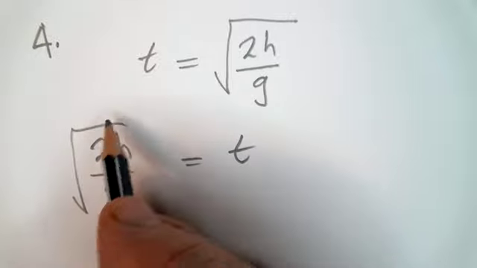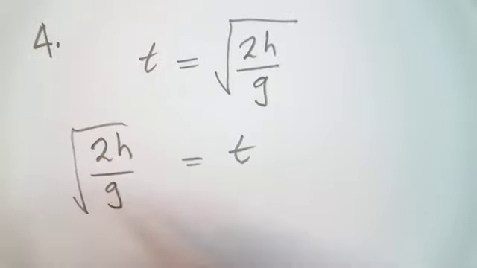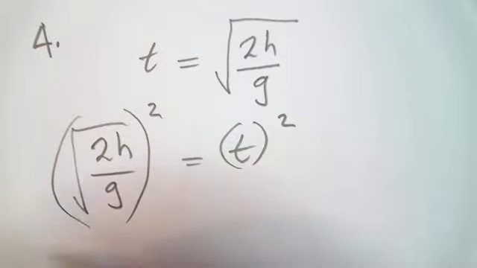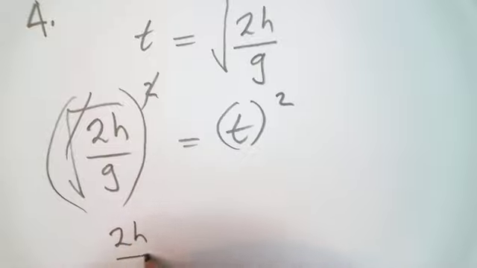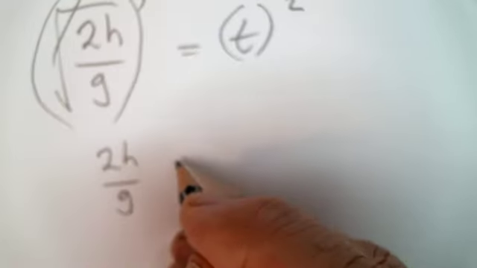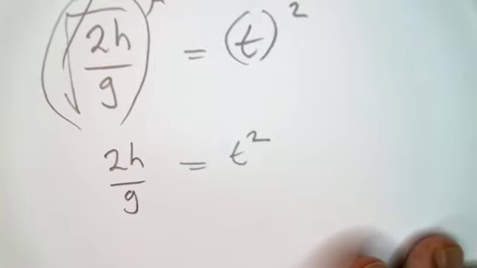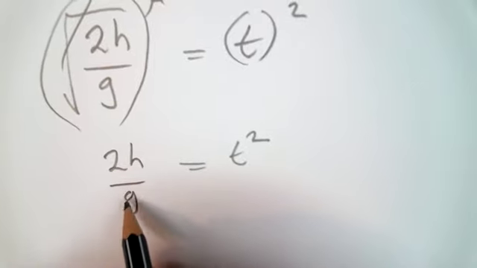Now, I want to undo a square root. I'm going to square both sides. Here we are. Of course, the square root of a square leaves me with 2h on g. And that's equal to t squared. There it is. Now we want to make h the subject, so I need to get rid of the g.